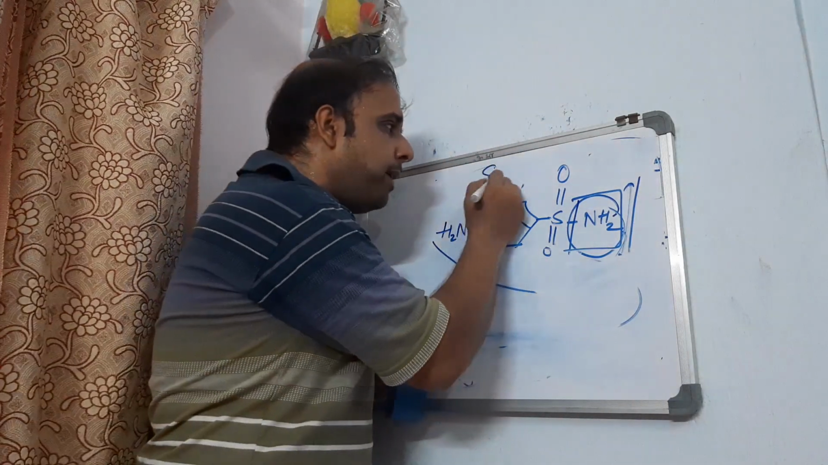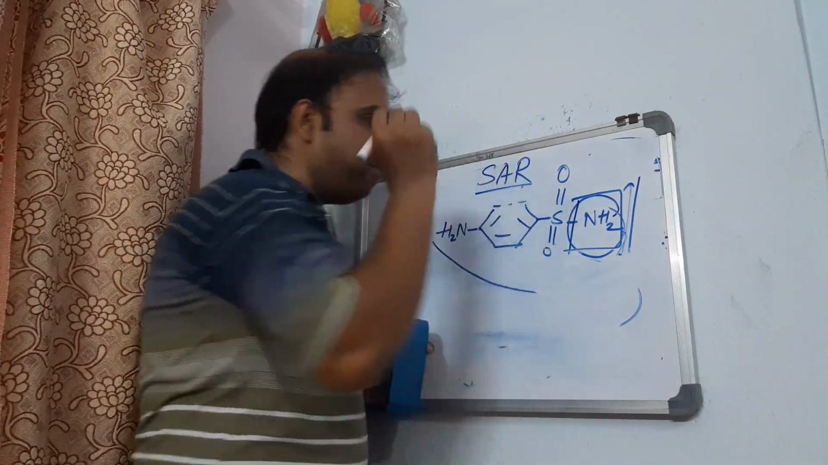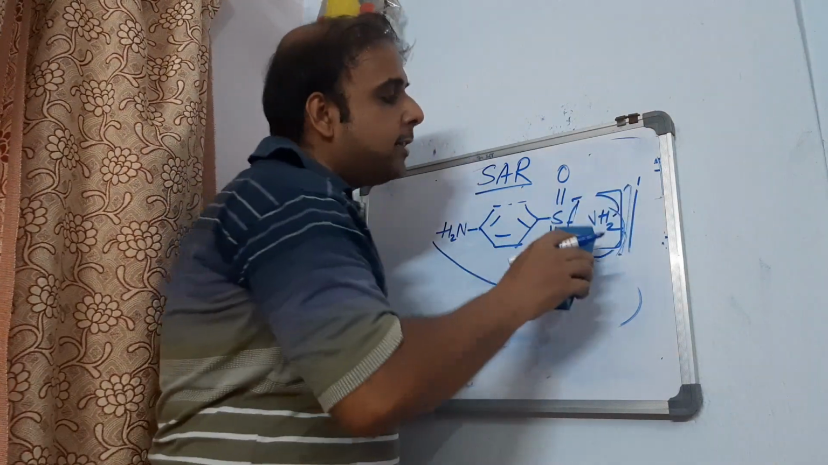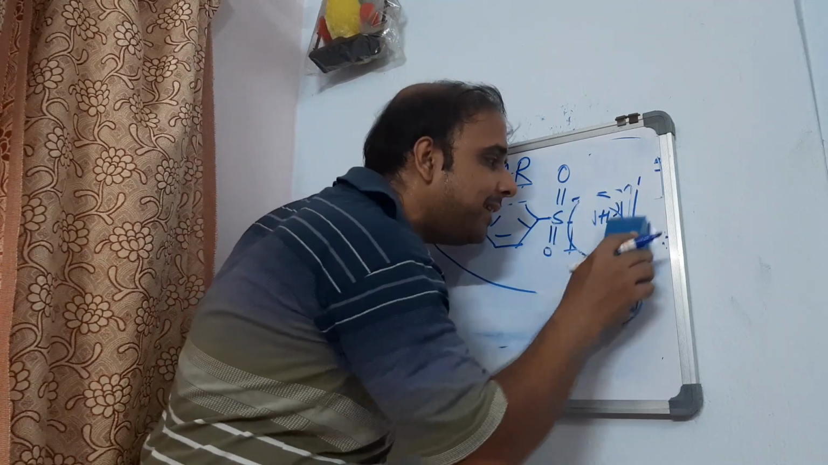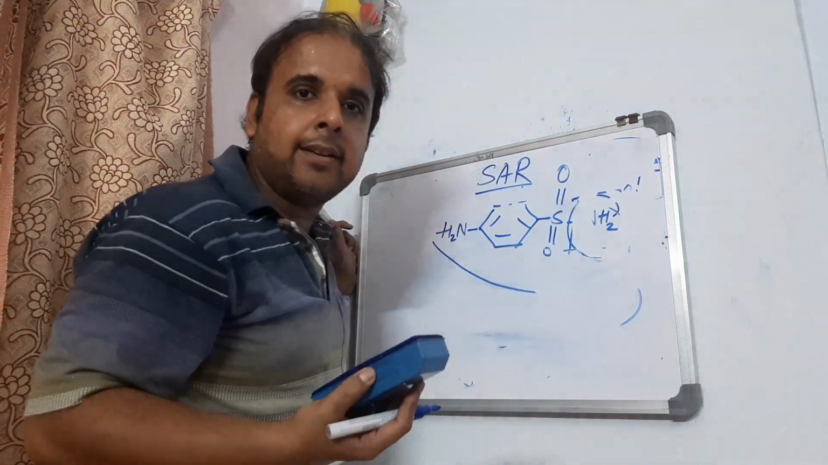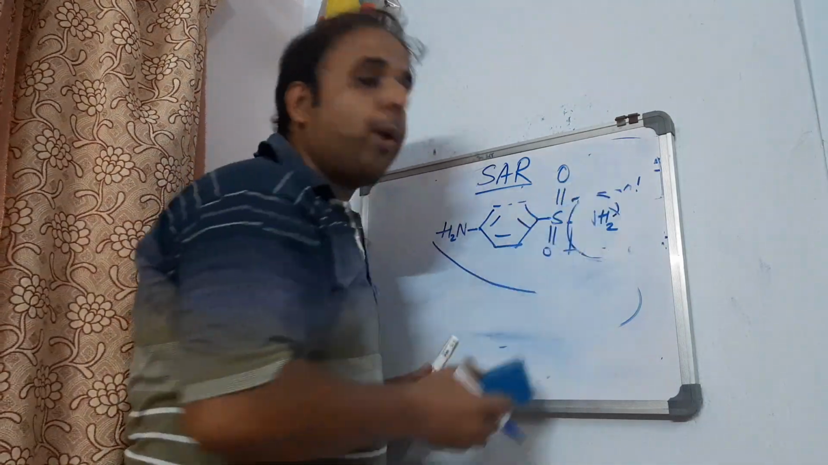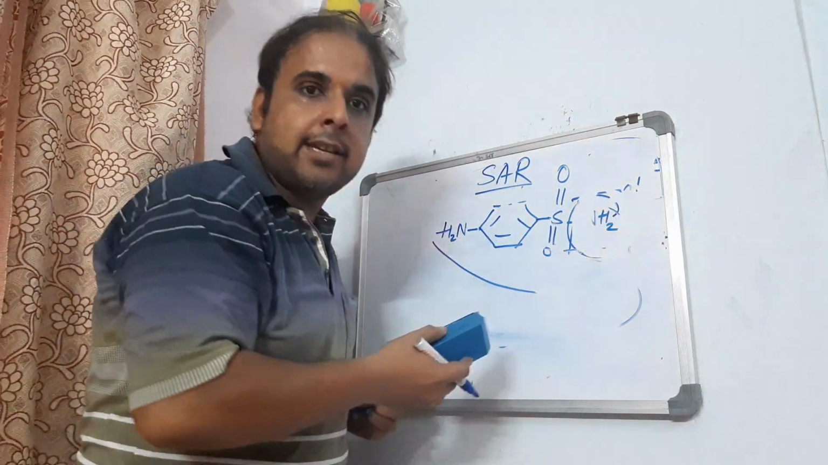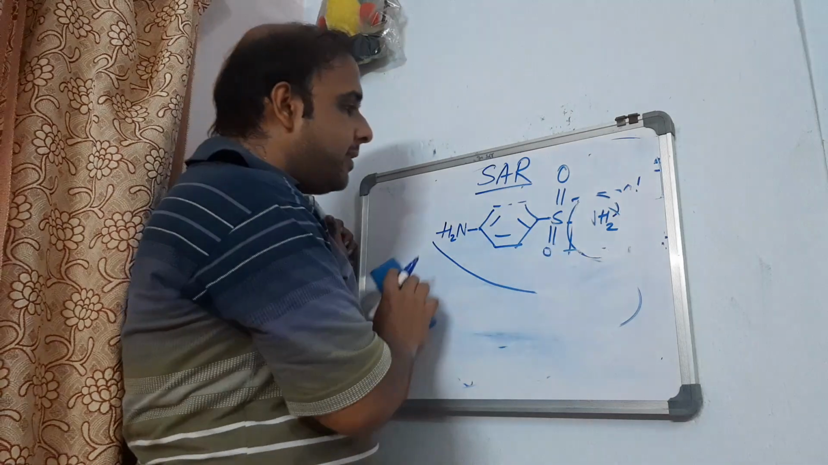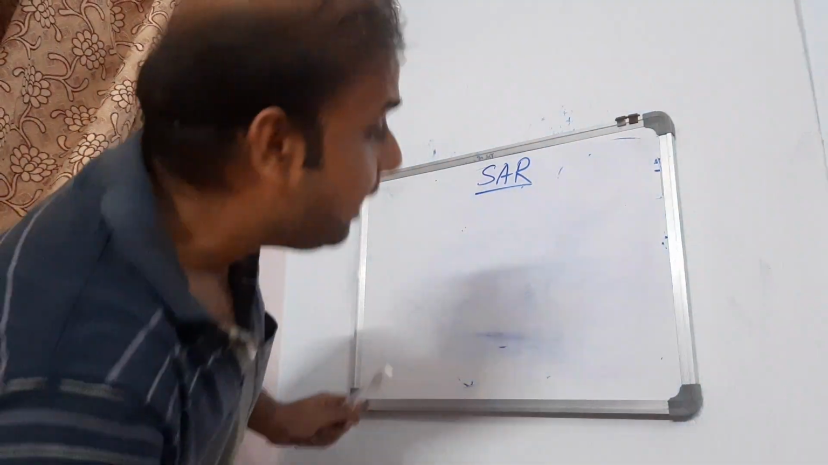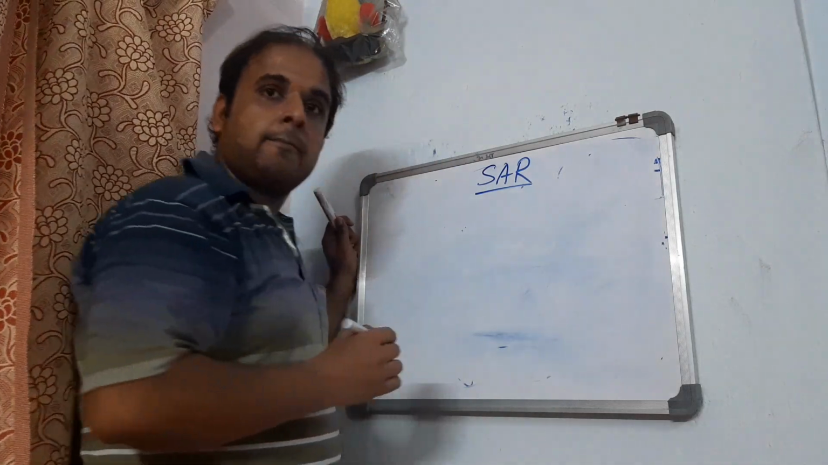Now let us straightaway move to the SAR study. With this particular problem, we get to know that this is the area which has to be altered or modified, so that we can bring down the pKa from 10.4 to close to 6 or 7. Now let us deal with the SAR study of sulfonamides or sulfa drugs.